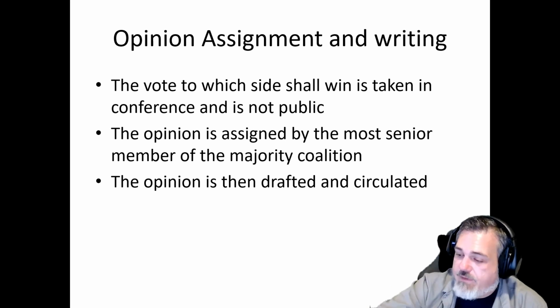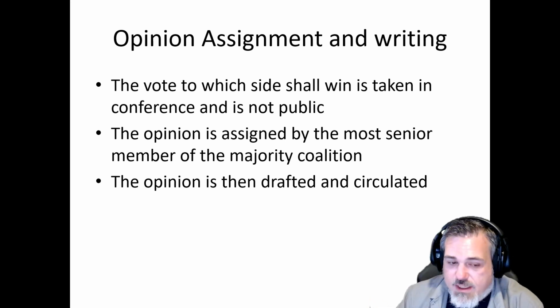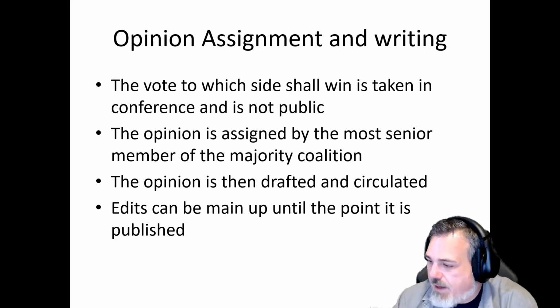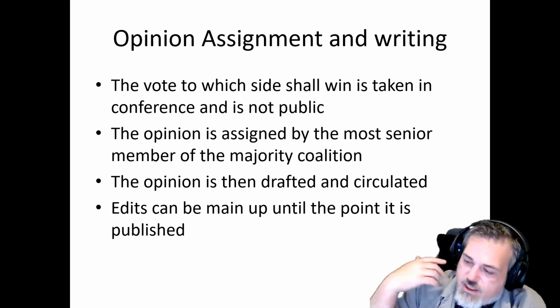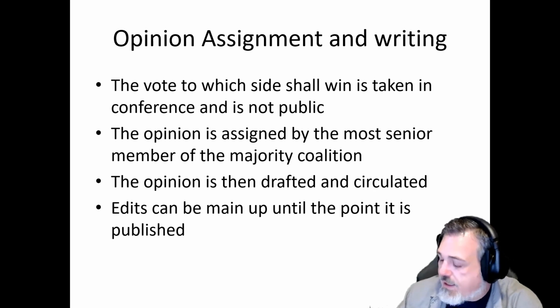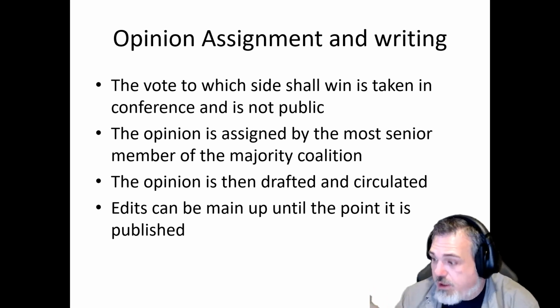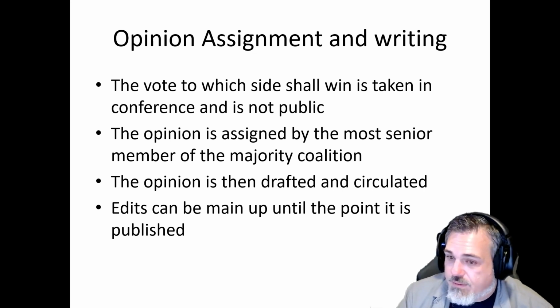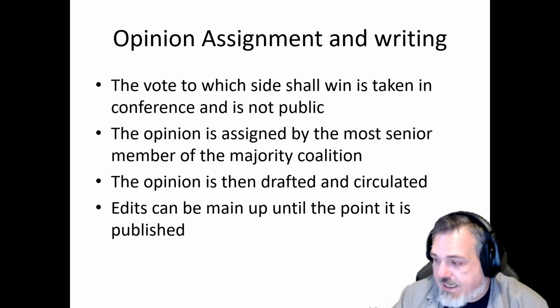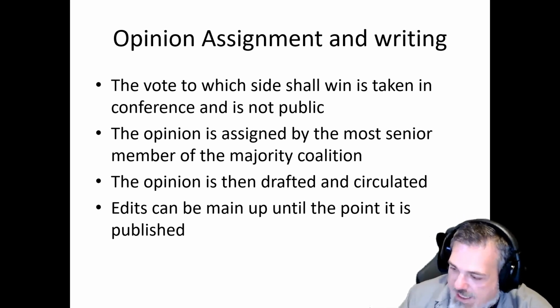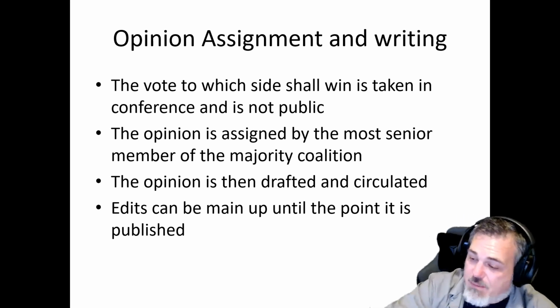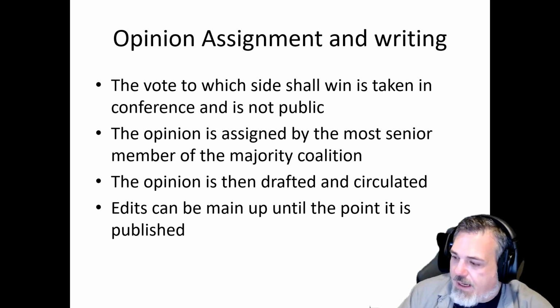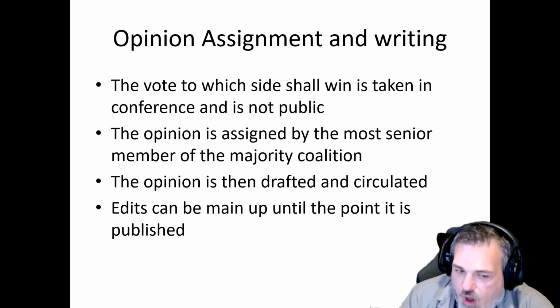The opinion is then drafted and then it's circulated. The reason why it's circulated is because edits can absolutely be made up into the point that it's published. So even though you say, okay, Justice Thomas, we'd like you to write the opinion in this case, Justice Thomas will write the opinion, then he'll circulate it to everyone. And they will argue and bicker and strategize over how to actually get that opinion out. They'll argue over text, they'll argue over points of law, they'll argue over focusing on some parts versus other parts. And so they debate and argue back and forth about the content of the opinion.